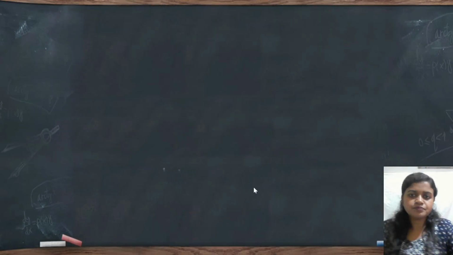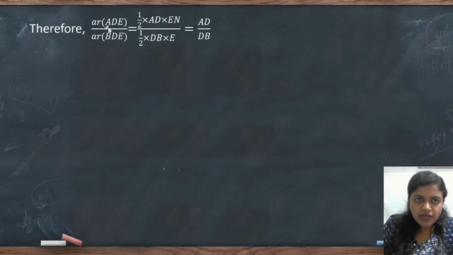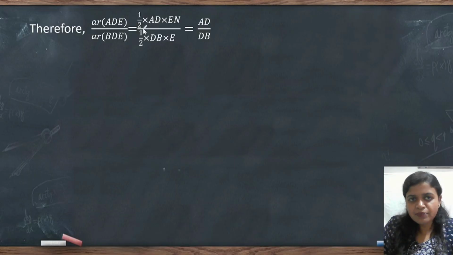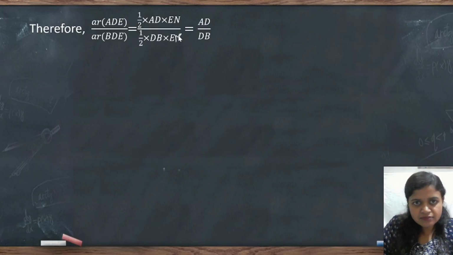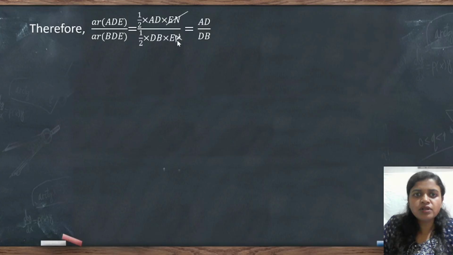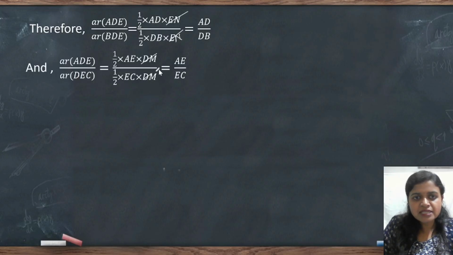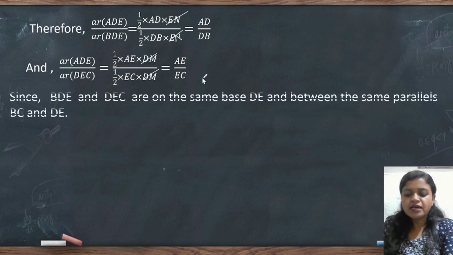Now we'll do this. Therefore, the area of ADE, we know from the previous step, is half into AD into EN, and the area of BDE equals half into DB into EN. So AD by DB: the half and EN will cancel. And next, the area of triangle ADE by the area of triangle DEC equals half of AE into DM by half of EC into DM. So if we cancel out this one, we will get AE by EC.